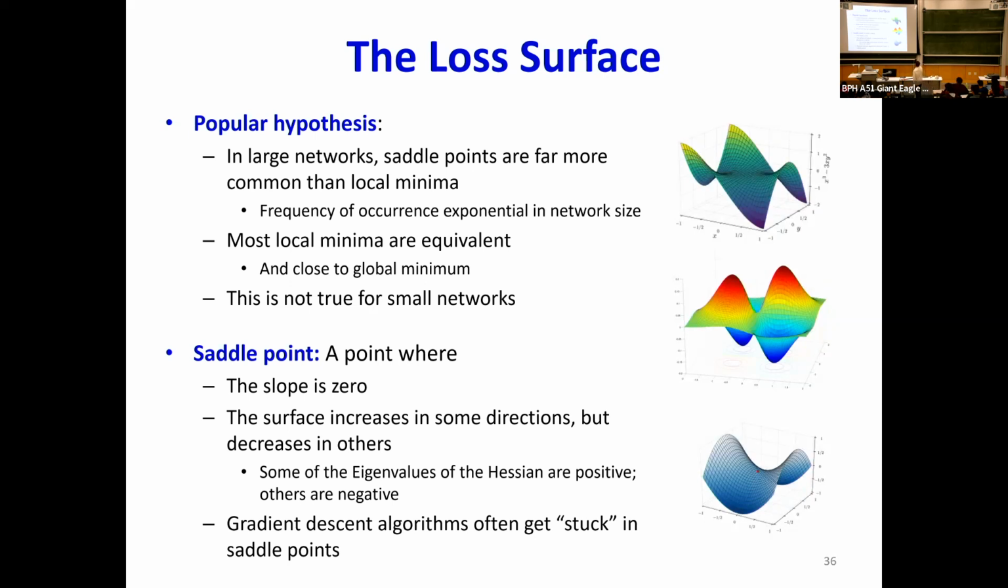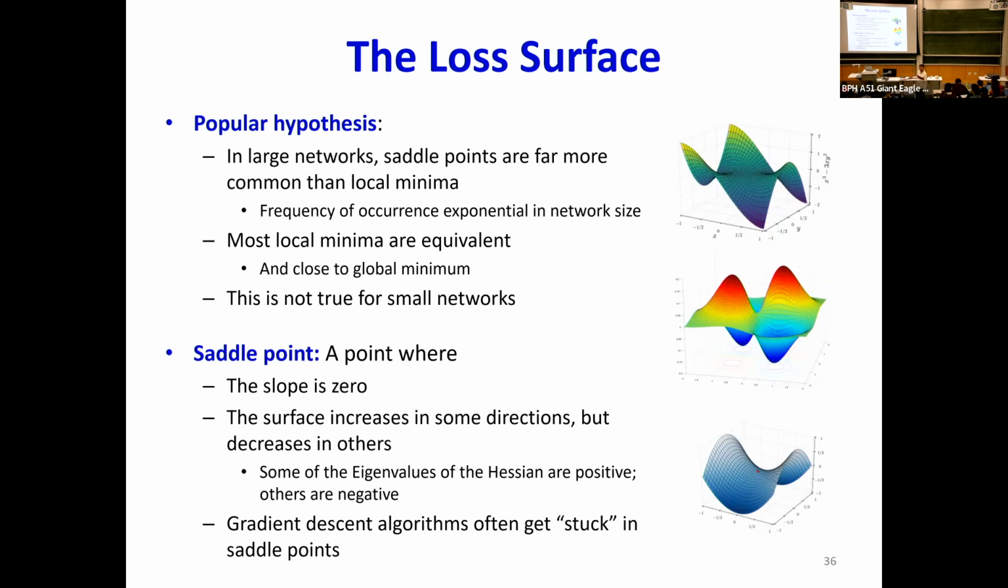So in large networks, saddle points. So what is a saddle point? A saddle point is a point where it's a minimum maybe in one direction, but a maximum in a different direction. So saddle points are far more common than local minima. And so if you have gradient descent, you could potentially get stuck in a saddle point.